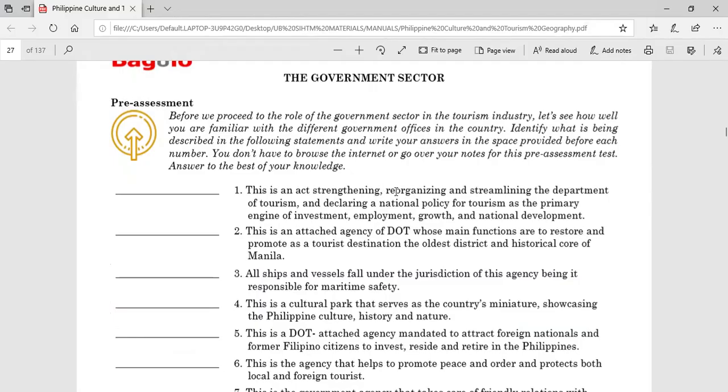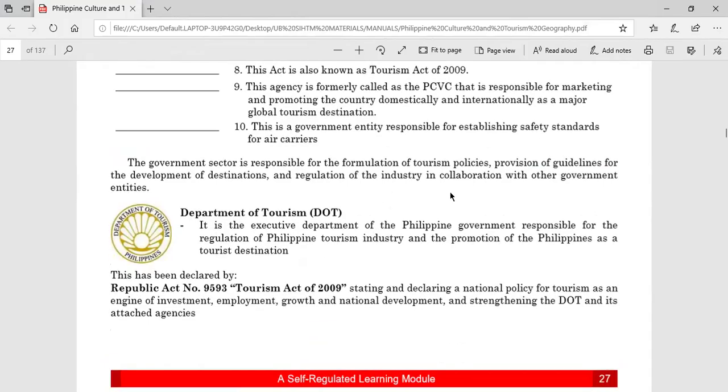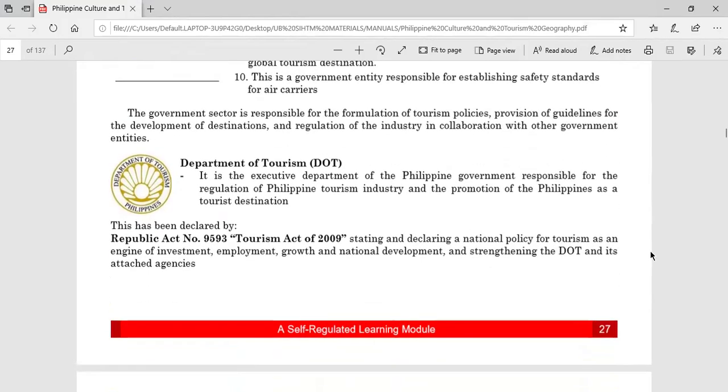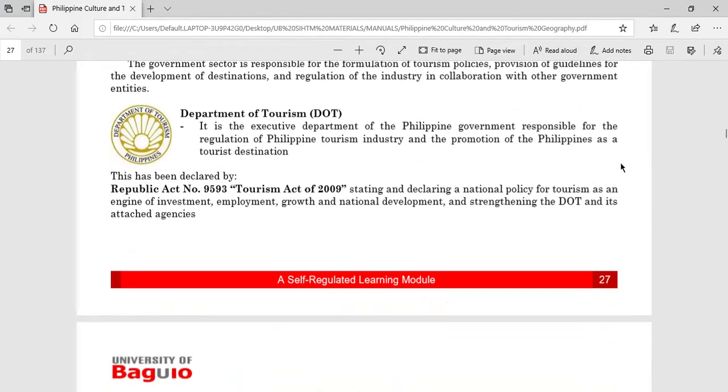So let's go to the government sector. Right, so the government sector is responsible for the formulation of tourism policies, provision of guidelines for the development of destinations, and regulation of the industry in collaboration with other government entities. All right, so we have the Department of Tourism or DOT. I believe that we're all familiar with DOT.